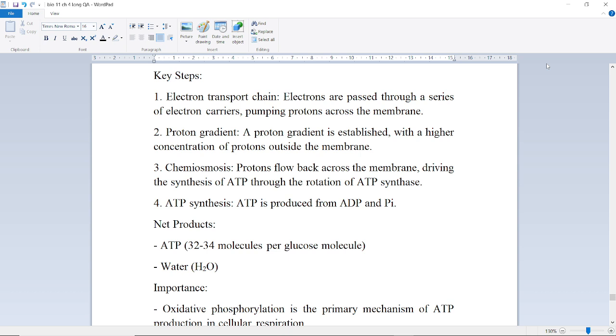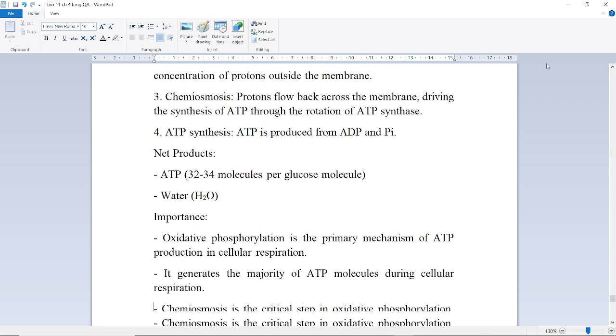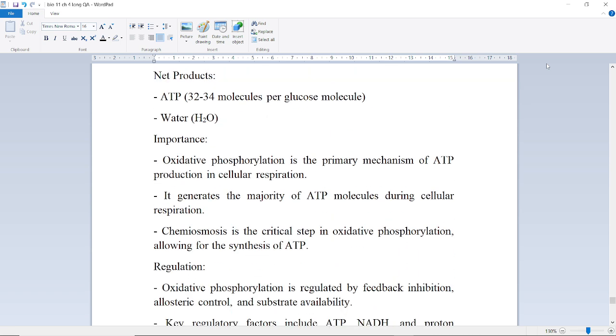Key steps: electron transport chain. Electrons are passed through a series of electron carriers, pumping protons across the membrane. Proton gradient. A proton gradient is established with a higher concentration of protons outside the membrane. Chemiosmosis. Protons flow back across the membrane, driving the synthesis of ATP through rotation of ATP synthase. ATP synthesis. ATP is produced from ADP and inorganic phosphate. Net products: ATP, 32 to 34 molecules per glucose molecule.